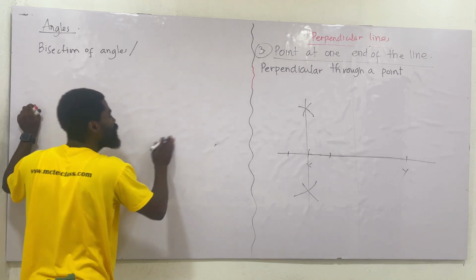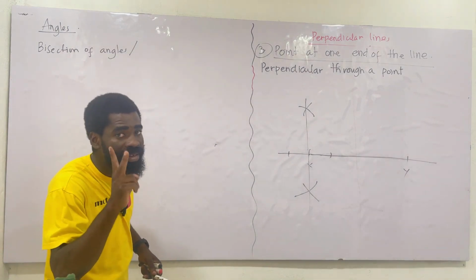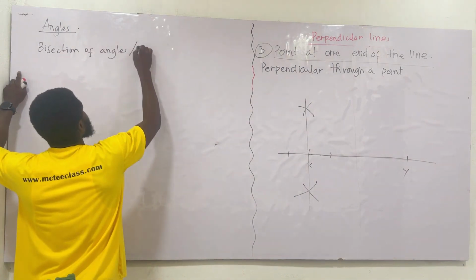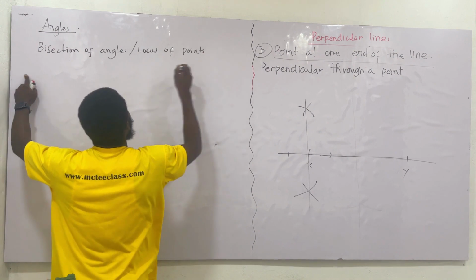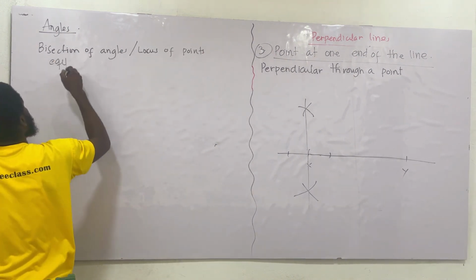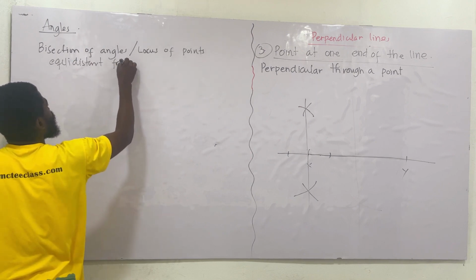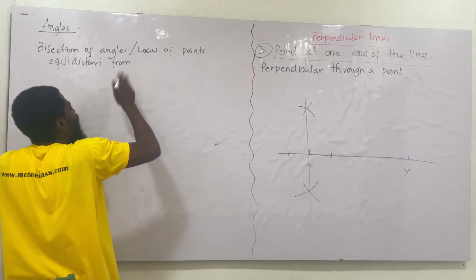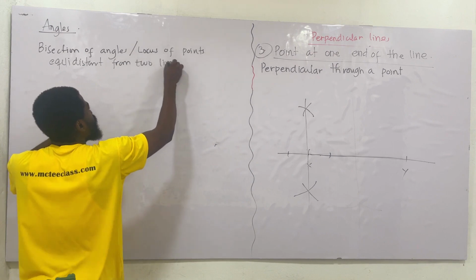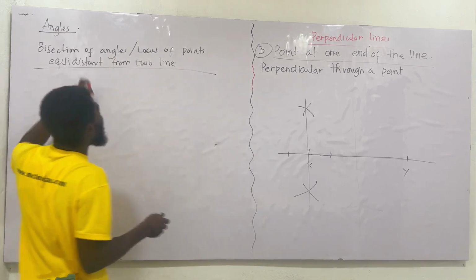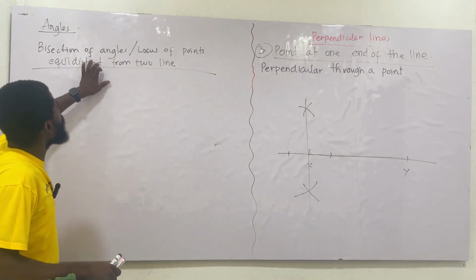Now, bisection of an angle is also another locus, but that one is locus equidistant from two lines. So the question is what? A locus of points equidistant from two lines. I beg, take this thing seriously. So the equidistant from AB and AC. Equidistant from two lines. That is also another way of bisecting an angle. Construct a locus of points equidistant from two lines.